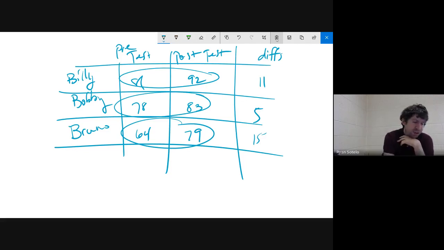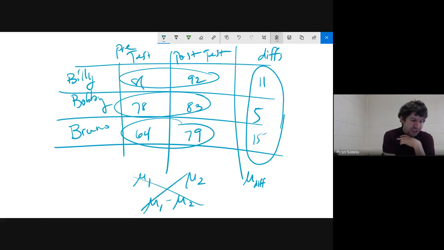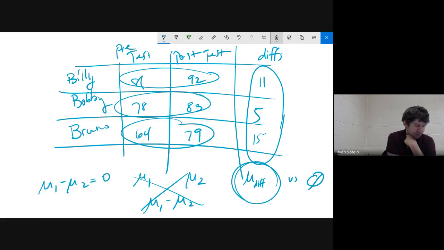So what I'm actually doing is a regular t-test for the mean difference. I'm not getting mean 1 and mean 2 and talking about the difference between the means. I'm taking the difference of each row and comparing the mean difference versus 0 difference. So the question is not, is the difference between the means 0? That's not the default assumption. The default assumption in this case would be that the mean difference is 0.